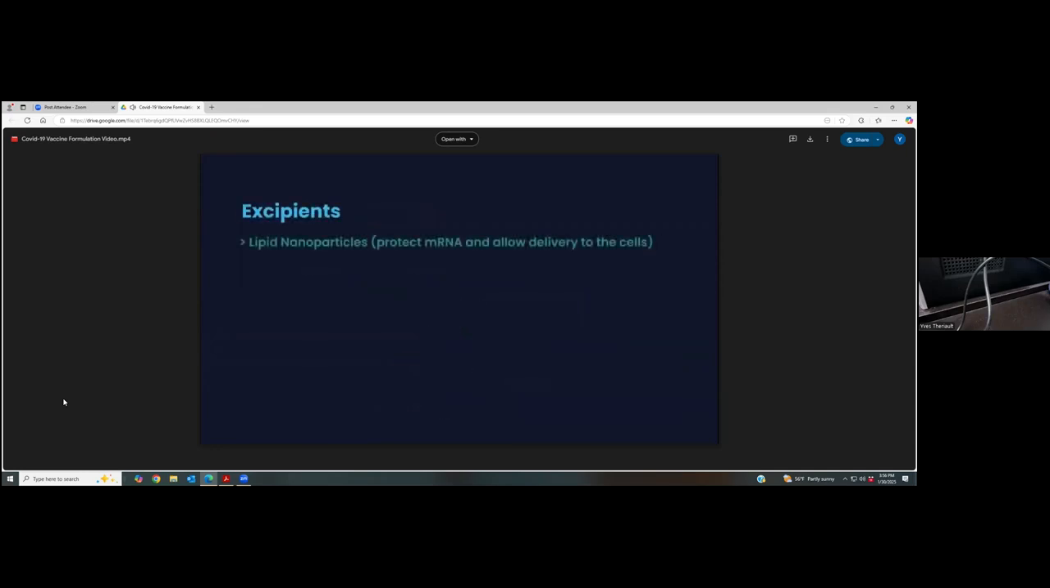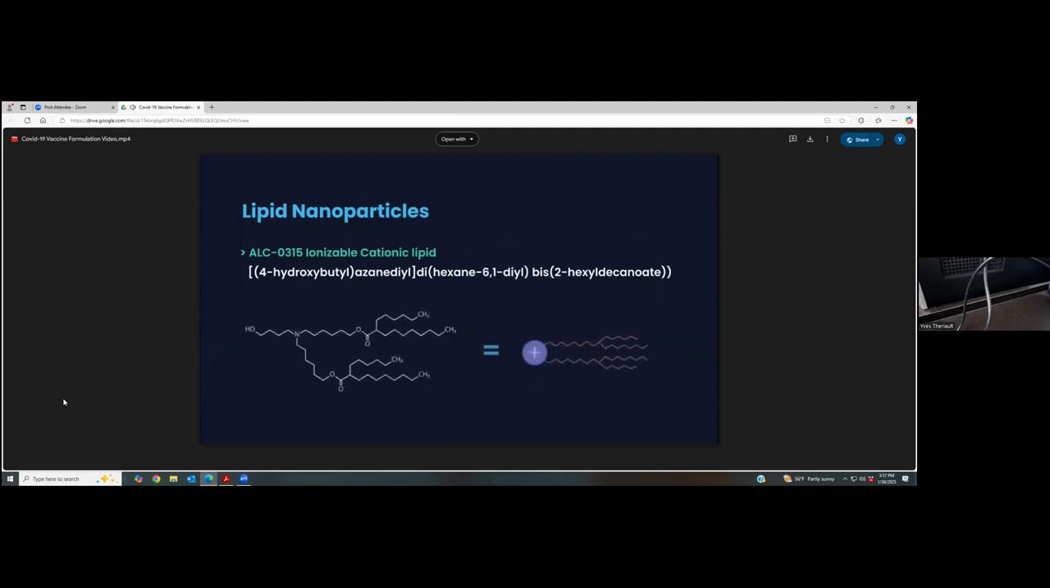Excipients include lipid nanoparticles protecting the mRNA and helping in its delivery to the cells. 4 types of lipids are used: ALC-0315 ionizable cationic lipid, DSPC non-cationic lipid, ALC-0159 pegylated lipid, and cholesterol. The chemical structure of ALC-0315 ionizable cationic lipid is shown in the left bottom corner.